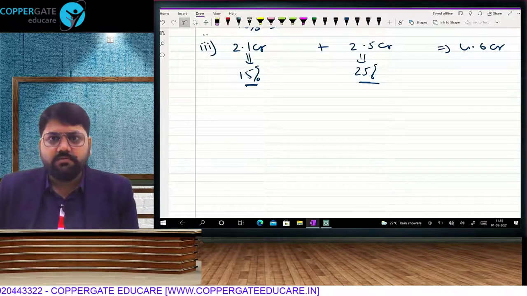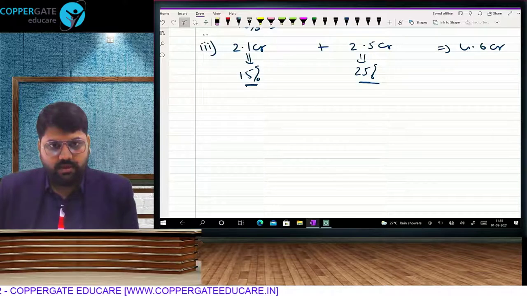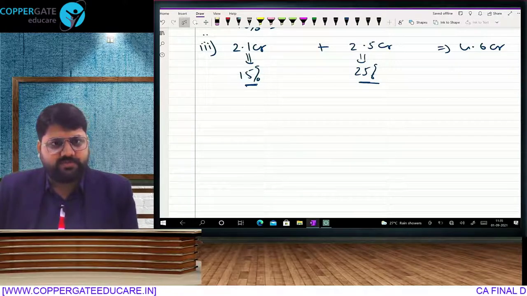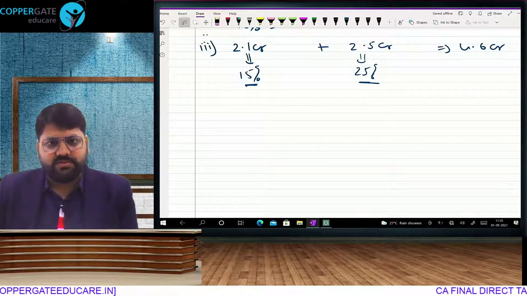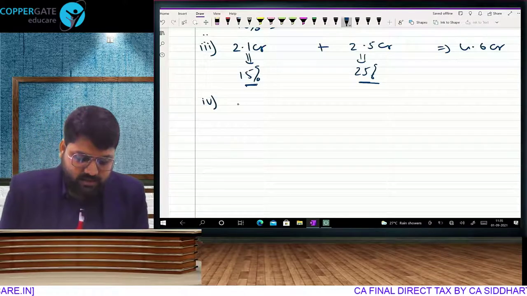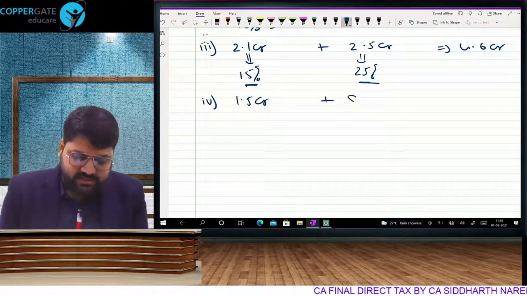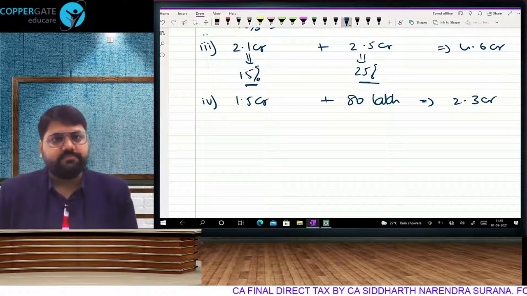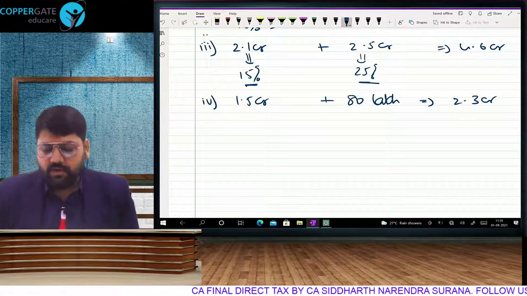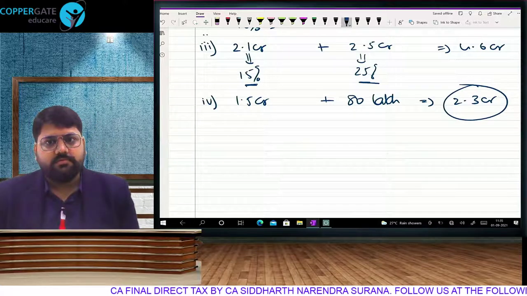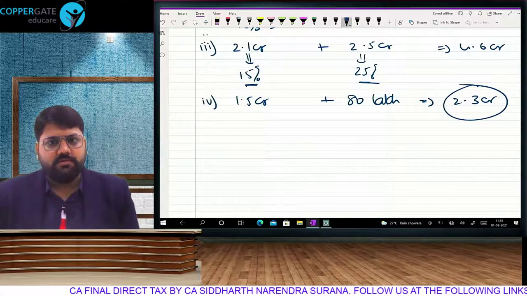Yes, sir. Tell me. Can it be possible that the special income is more than the other income? Of course it is possible. Who says it is impossible? So what? Supposing this is 1.5 crore and this is 80 lakh rupees. Total is 2.3. Look at this amount and decide surcharge. Come on.